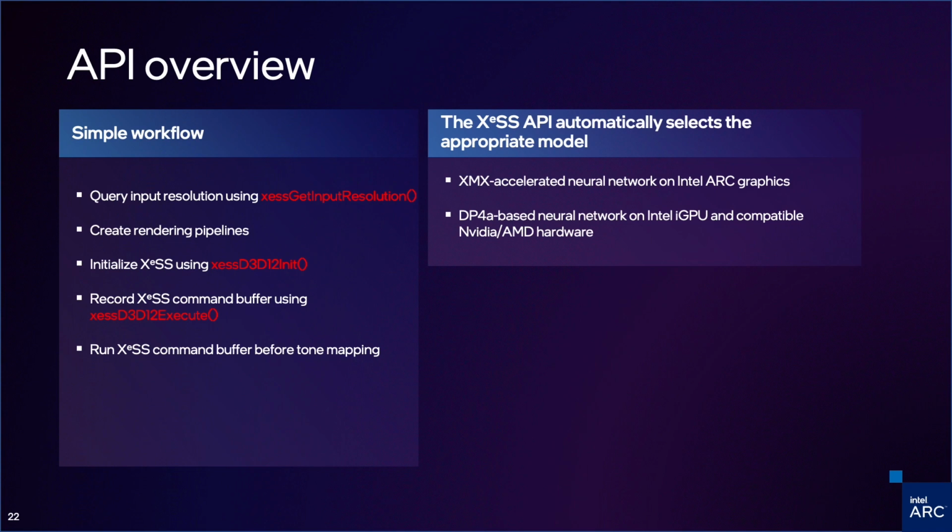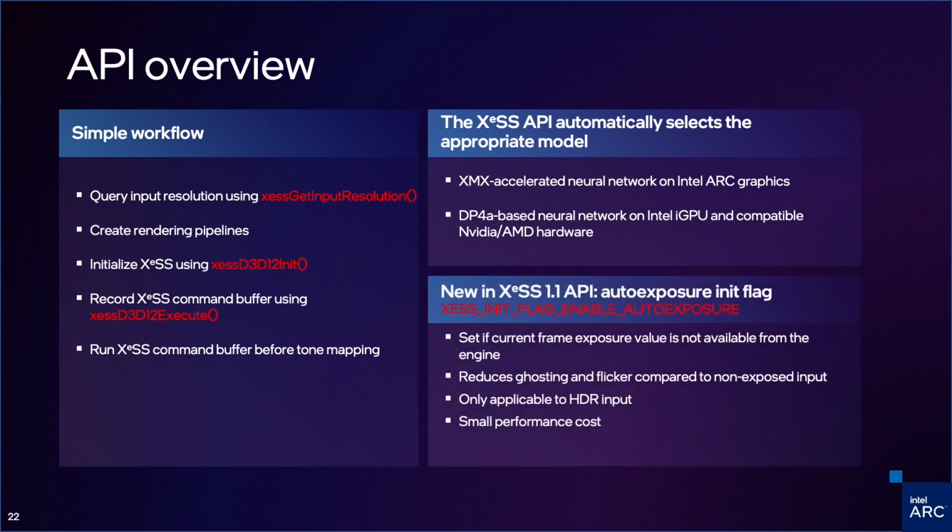XeSS API automatically determines which model to run based on the underlying hardware. On Intel Arc GPUs, the XMX model, leveraging XMX hardware, will be selected to provide best image quality. The DP4A model will be used on Intel integrated graphics and on compatible NVIDIA and AMD GPUs.